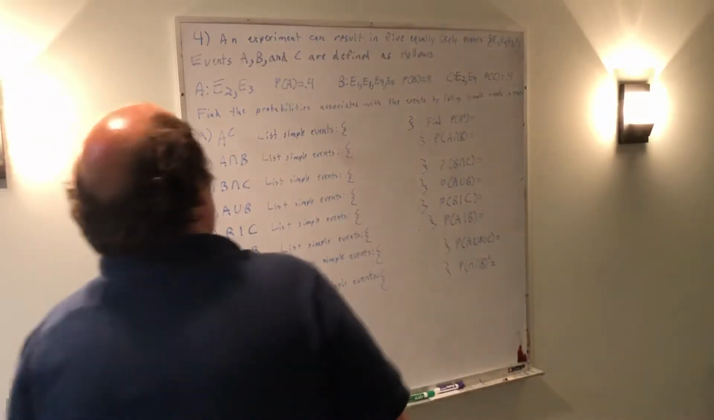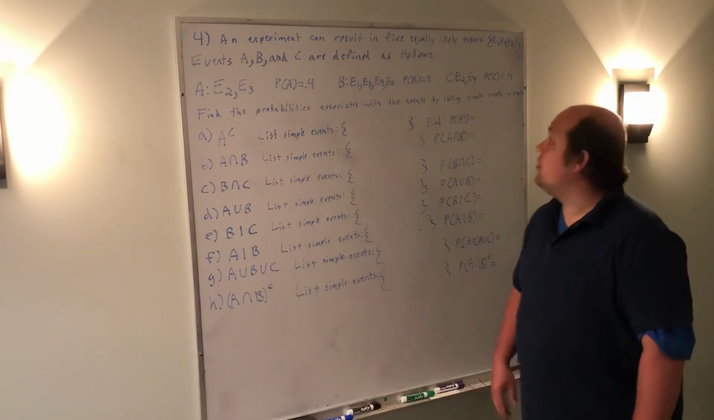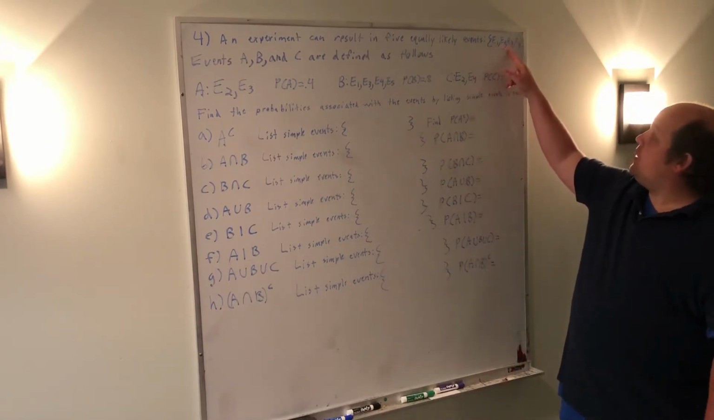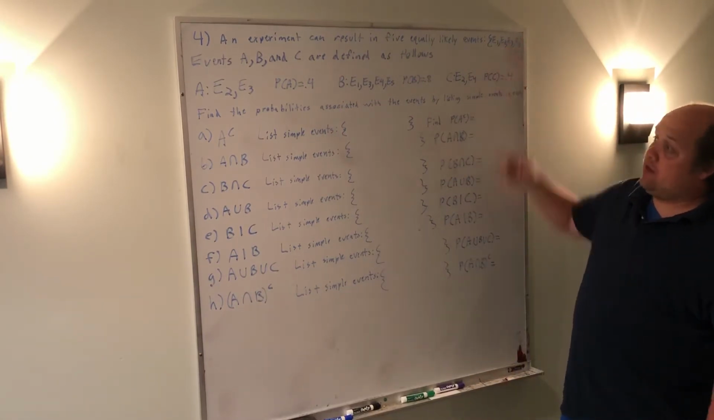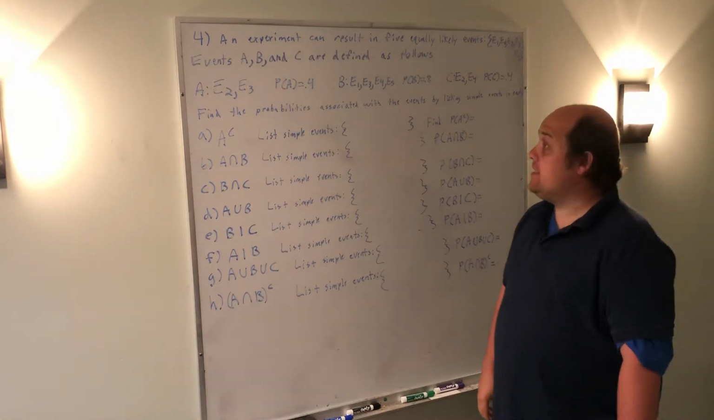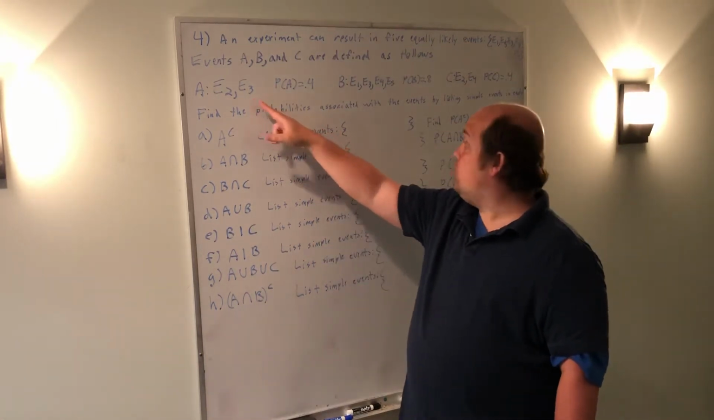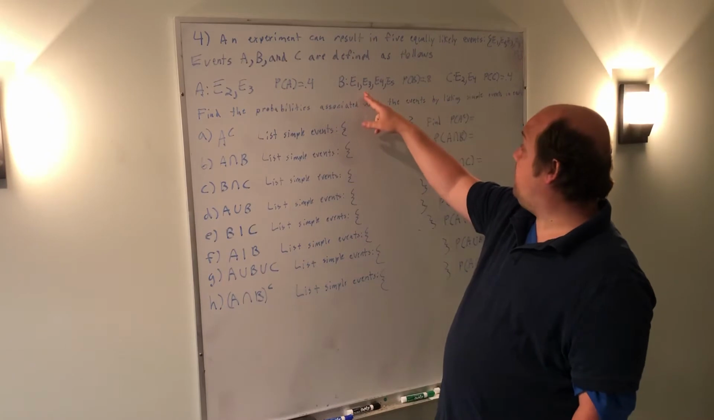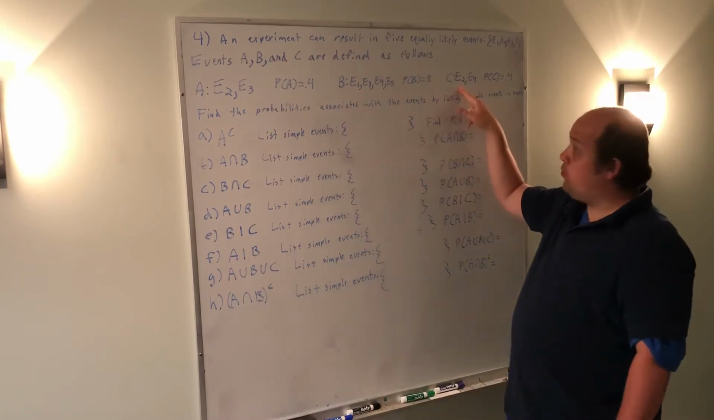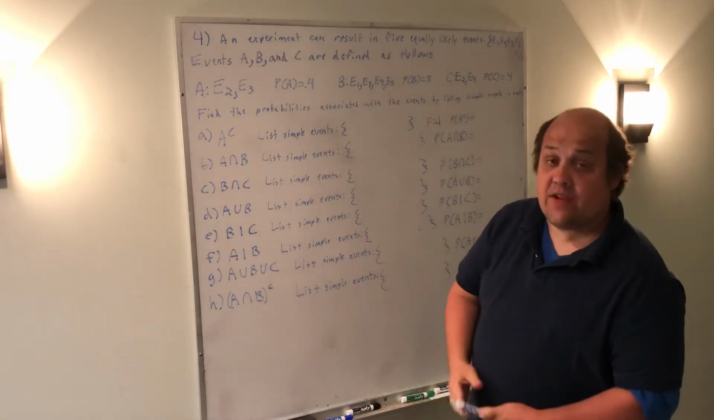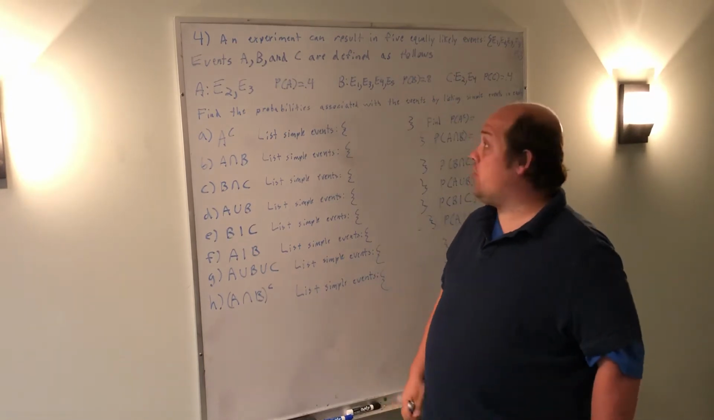Question 4, we're given a sample space that includes E1, E2, E3, E4, and E5. We then define events A, B, and C, where A is E1 and E2, B is E1, E3, E4, E5, and C is E2, E4. They give us the probability of these events occurring, but we really could have calculated it on our own.